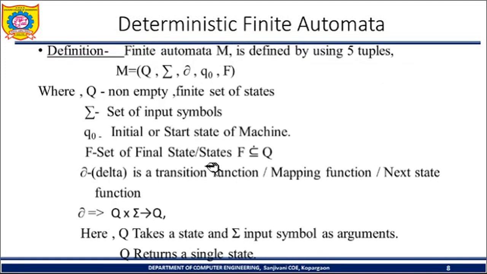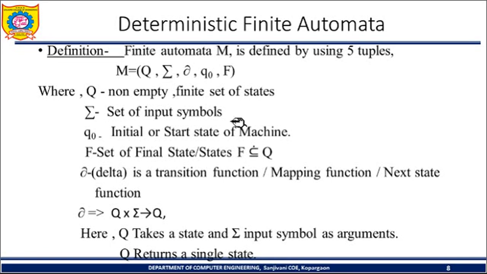Now, let us see the definition of deterministic finite automata, DFA. Finite automata M is defined using a 5-tuple. So, M represents the DFA. M is equal to Q, Σ, δ, Q0, F. So, what is it? Capital Q is a finite non-empty set of states. How many states are required to design the finite automata or deterministic finite automata for the given language?